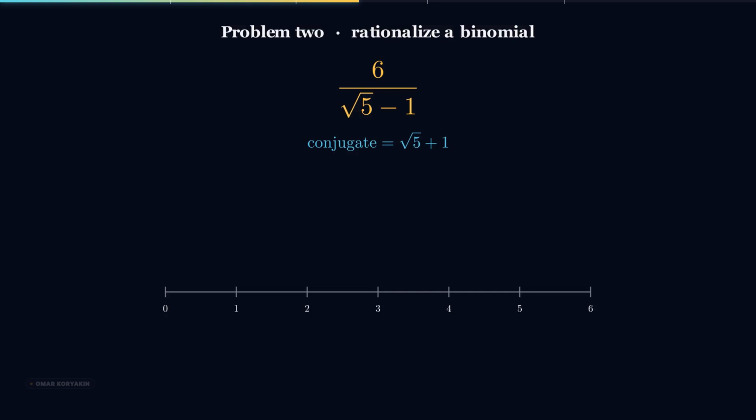The denominator becomes square root of 5 squared minus 1 squared, which equals 5 minus 1 equals 4. The numerator becomes 6 times the quantity square root of 5 plus 1. Simplify by dividing 6 and 4 by their common factor of 2. The final form is 3 times the quantity square root of 5 plus 1, divided by 2. The radical is gone from the denominator and the answer is in standard form.